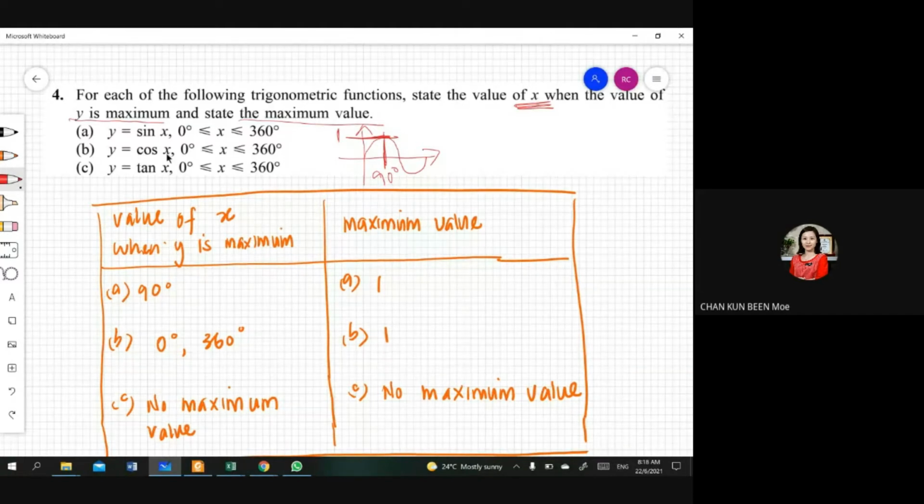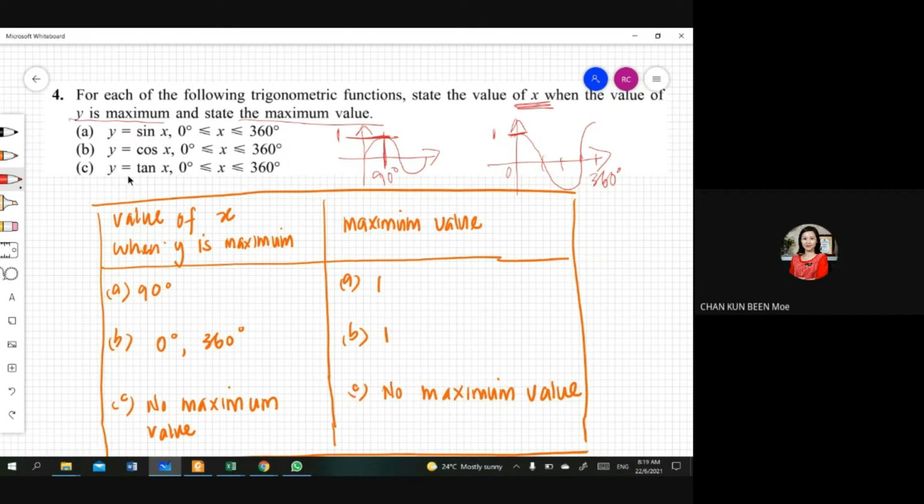And then for cos x, what is the value of x when y is maximum? You remember your cos x, something like this. So over here, when y is maximum, the value is 0. You can see the 0 degrees here. And over this part, it will be 360 degrees. That's why we have 0 and 360 degrees. Okay, how much is the maximum value? The maximum value is 1.